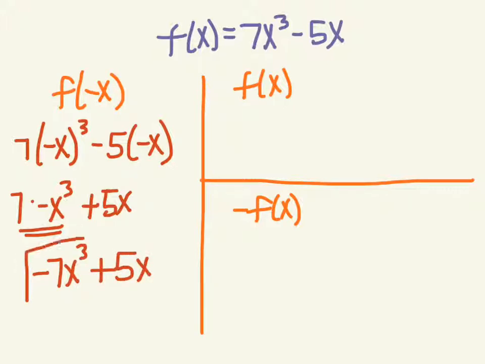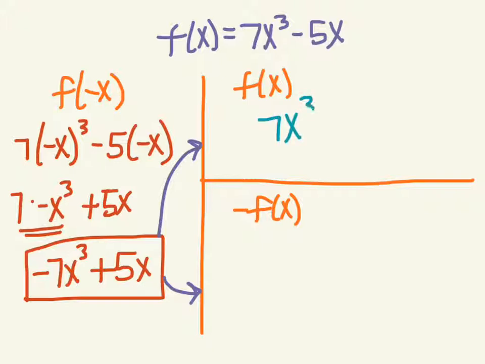So this is going to be what we're comparing in both this first box and the second one. So up in this first box, I'm just going to recopy the original, positive 7x cubed minus 5x. Compare it back to when we plugged in negative x. Those are definitely not a match. So this shows that it's not even.